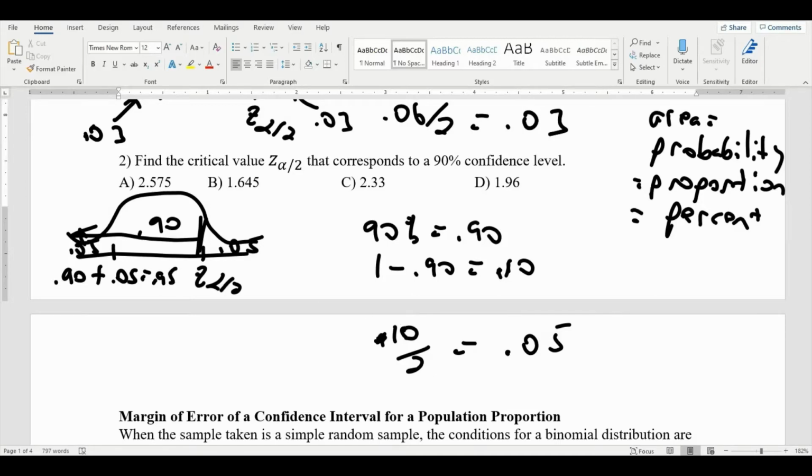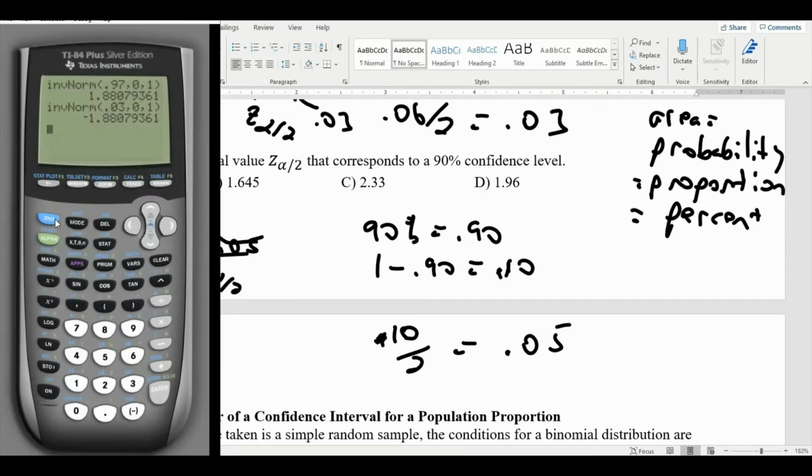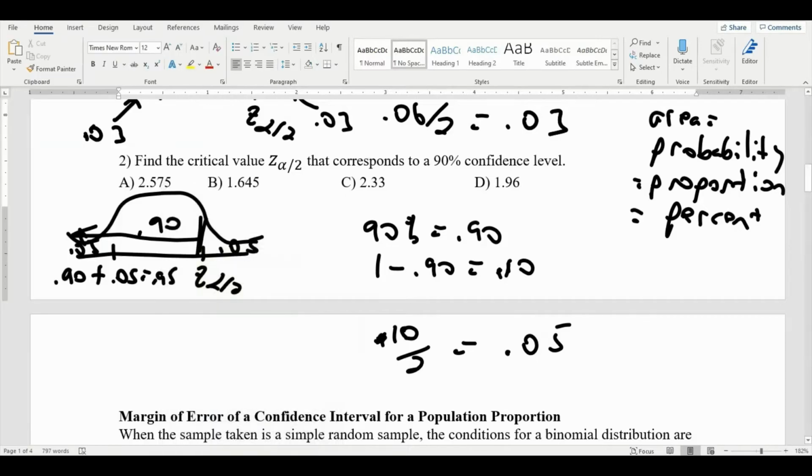So we take out our graphing calculator, go to second vars, hit 3. We want area 0.95. If you use 0.05, that's fine because you'll get the negative. Just remember to use a positive. And we get 1.645, which is very, very common, by the way. It's a very, very common one. 1.645.